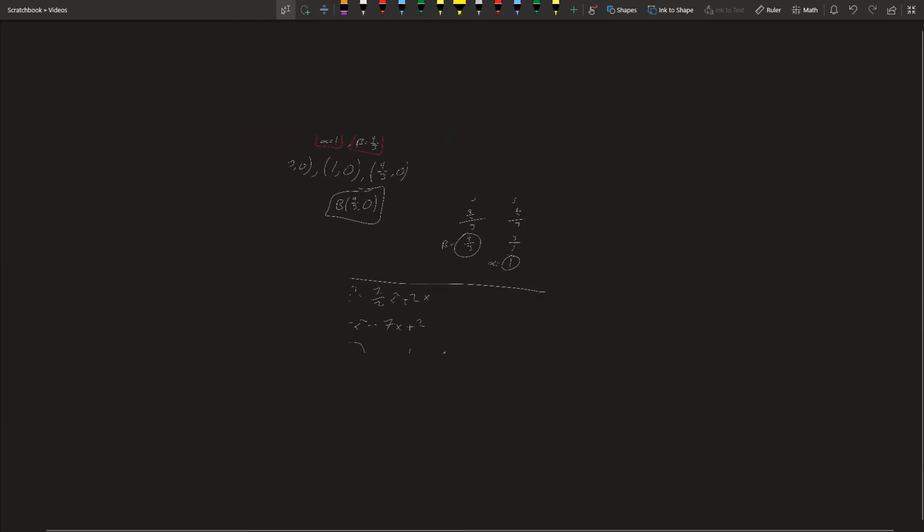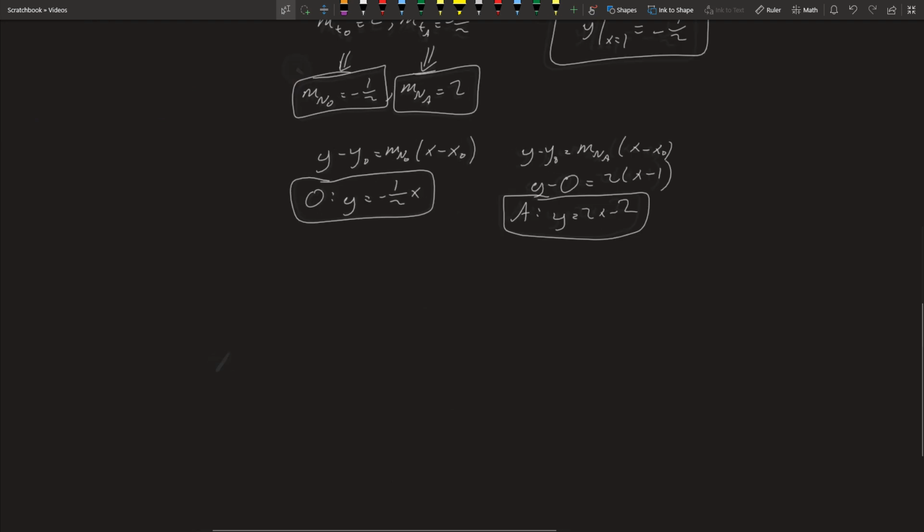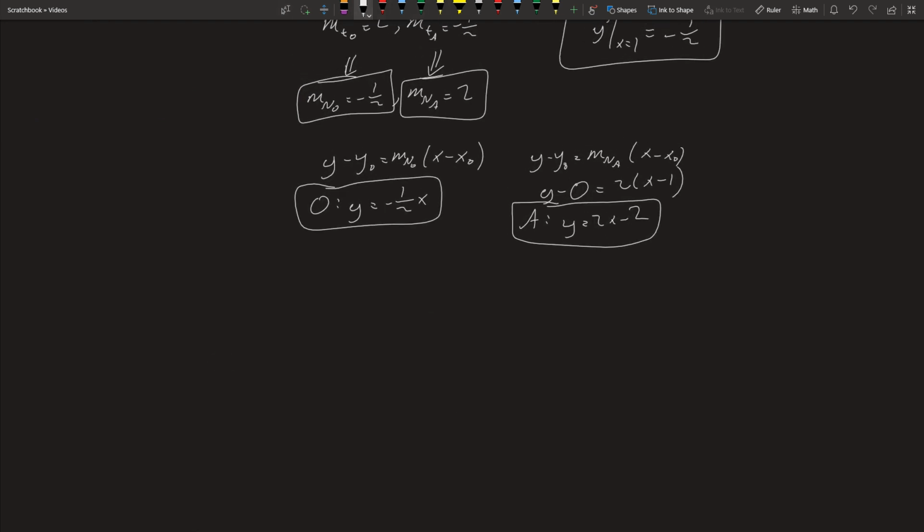How do we find the intersection point? I did that in the last video already. We equate those two lines together. So it's negative half x is equal to 2x minus 2.